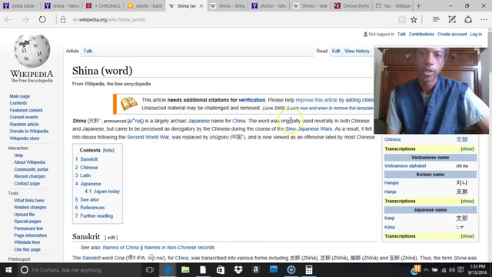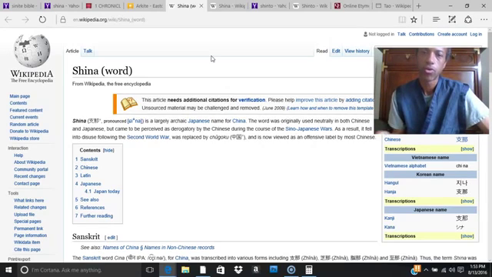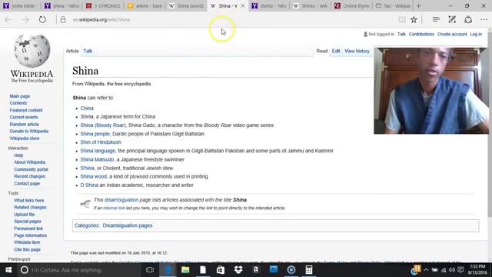The word originally, or anciently, the root of this word is both Chinese and Japanese. So it used to be the Sino-Japanese War. It's perceived as a derogatory comment by the Chinese during the Sino-Japanese War. All right, so when we look at the word Shinnah, it straight up tells us it's China.